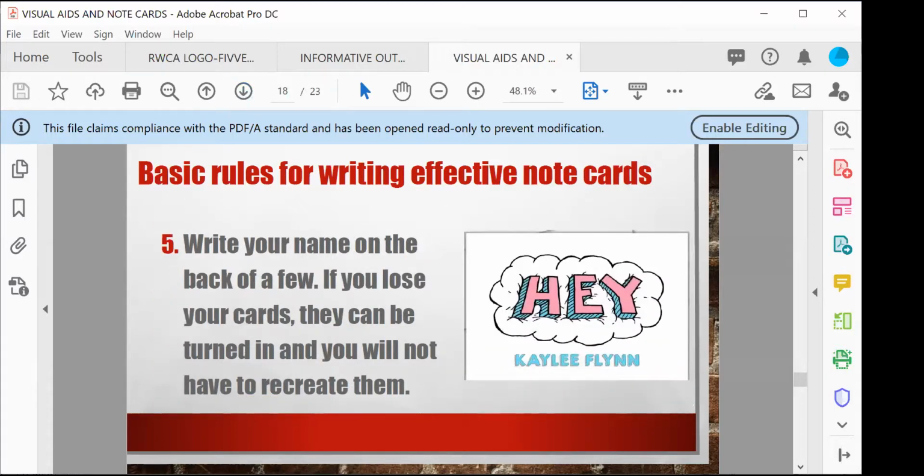You want to write your name on a few of them somewhere, on the back or someplace. If you ever drop them, leave them in the lavatory, leave them in the library or something, somebody can find them and turn them into security, and then you won't have to start all over. And it could happen. It could happen. So have your name on a few of them, on the back of them, so if somebody finds them, they can turn them in.